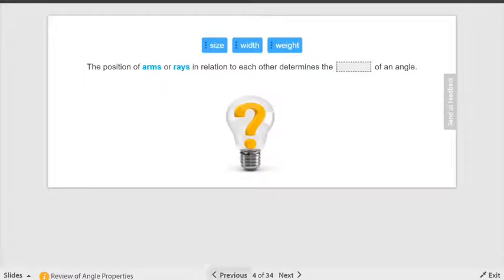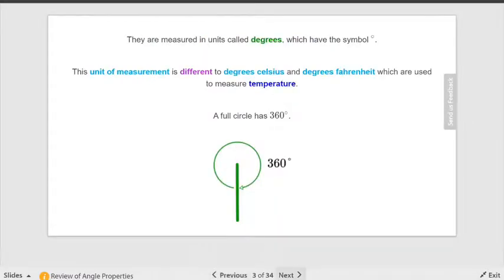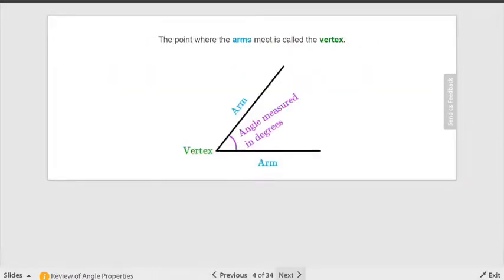Oops. I don't know what happened to it. There it is. Okay. So vertex is the point, arms, and the angle inside is measured in degrees.